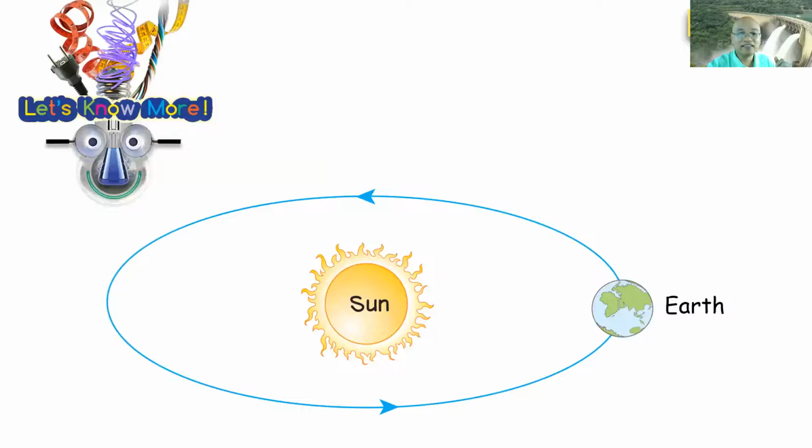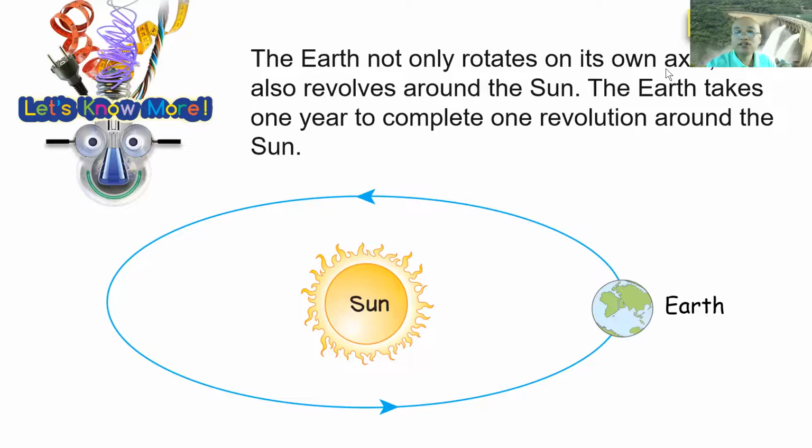Yeah. Look at this drawing here. If you want to know more, the earth not only rotates on its own axis, but also revolves around the sun counterclockwise. The earth takes 1 year to complete one revolution around the sun. All right. So that's it for this lesson. And now you're ready to answer.